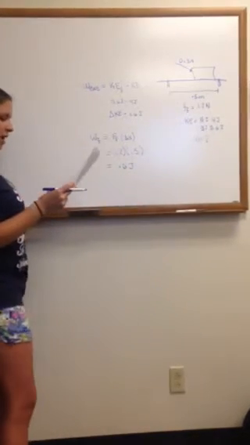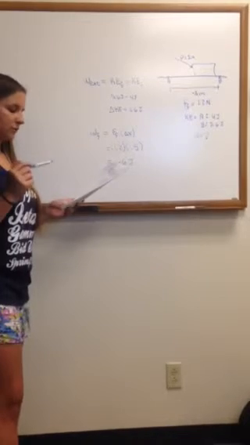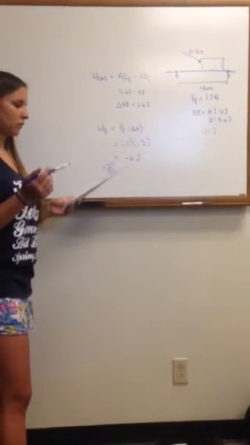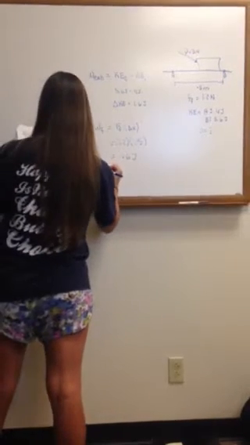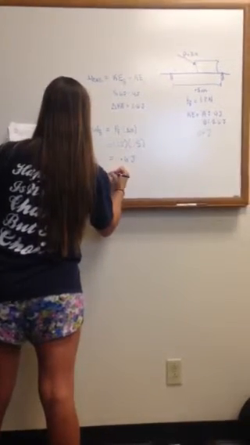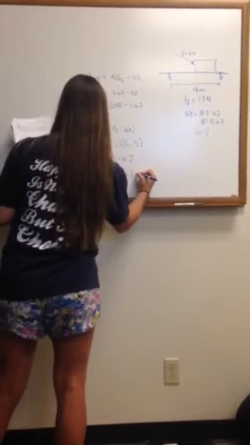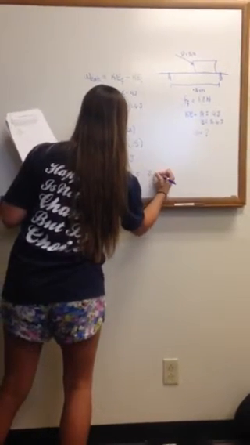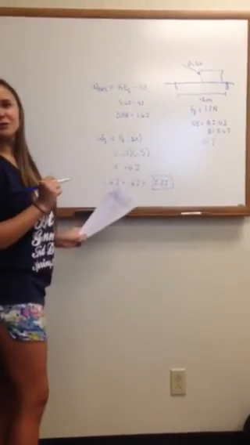So the final step is to add the external work and the work of friction together to get your overall amount of work done between points A and B. So this is 1.6 joules plus 0.6 joules, which equals 2.2 joules. And that is your final answer.